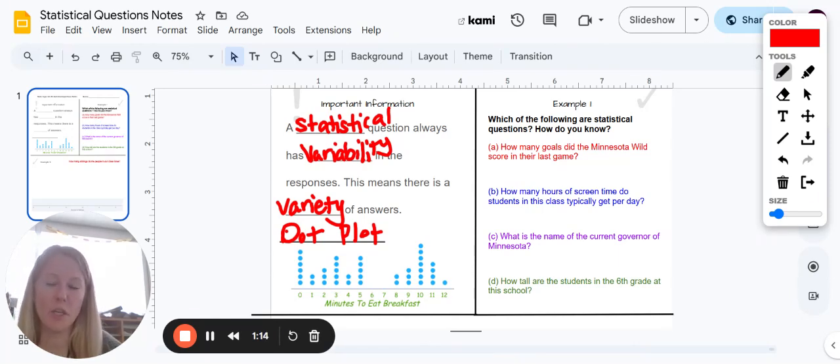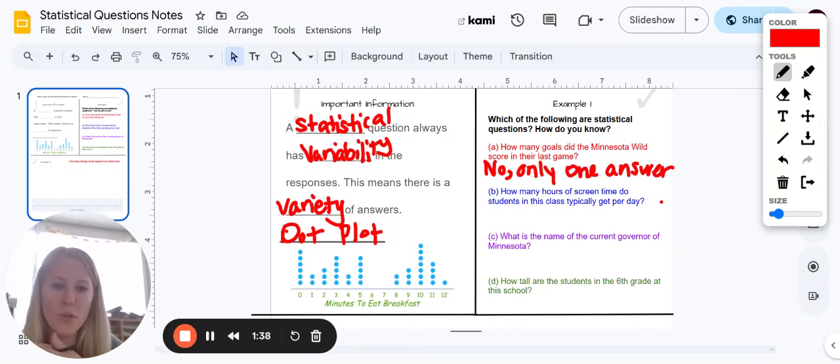All right, so let's go over here to example 1. Which of the following questions are statistical questions, and how do you know? A, how many goals did the Minnesota Wild score in their last game? That one's not statistical because there's only one correct answer to that. Only one answer.